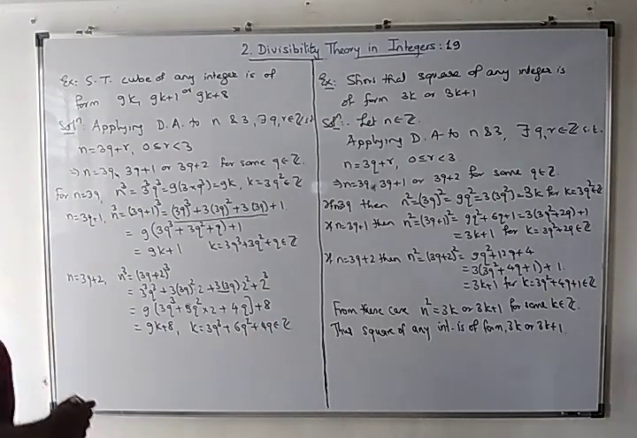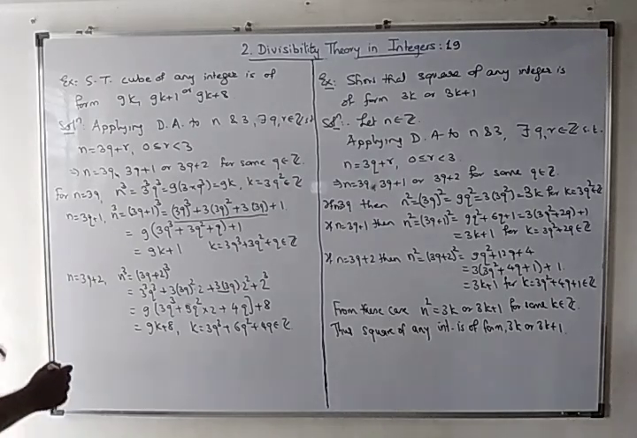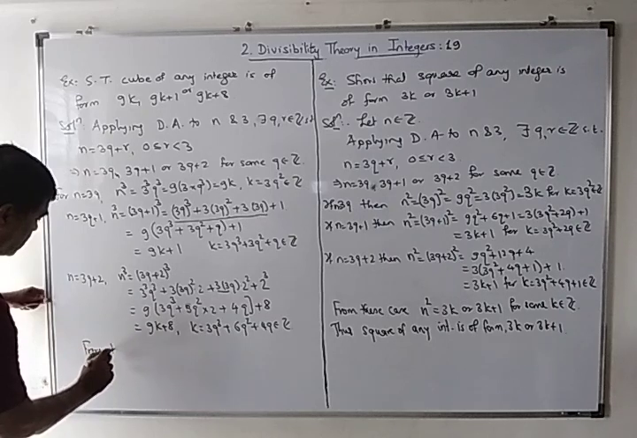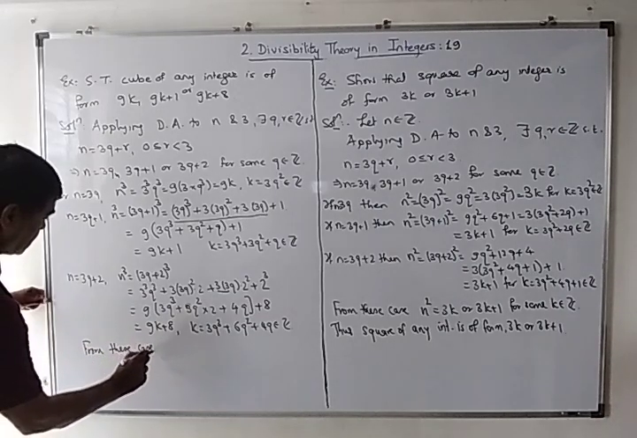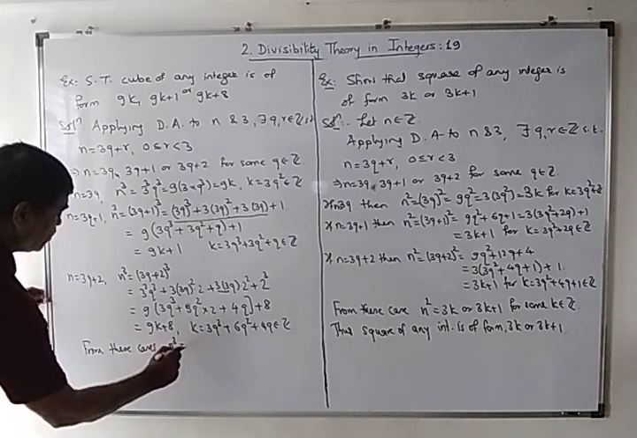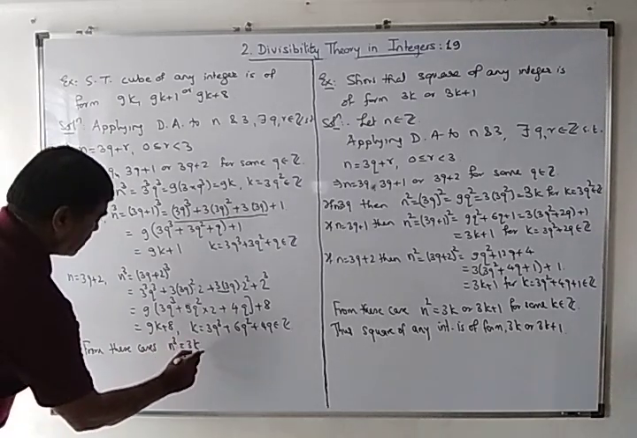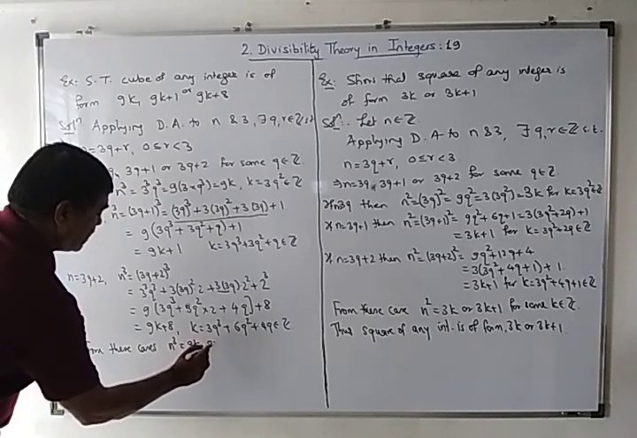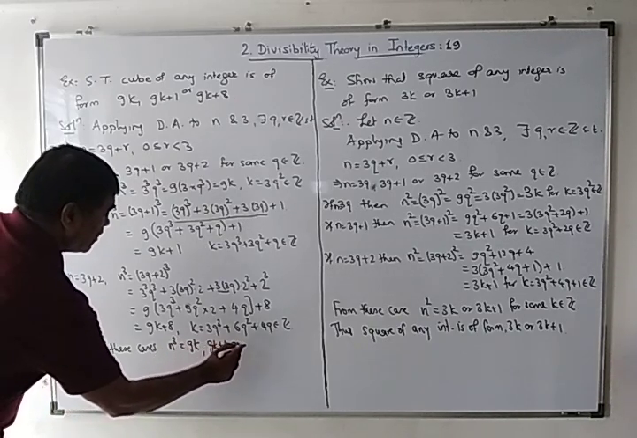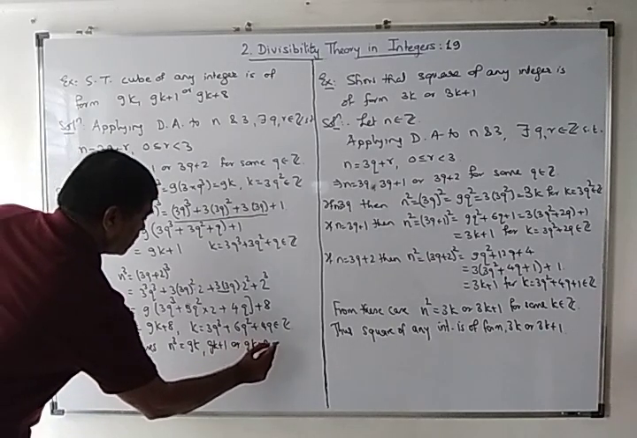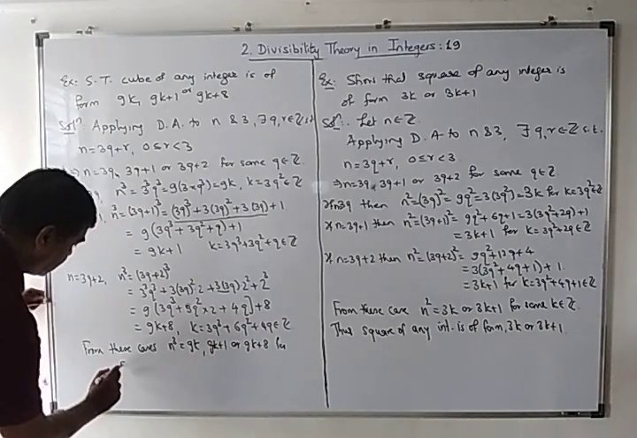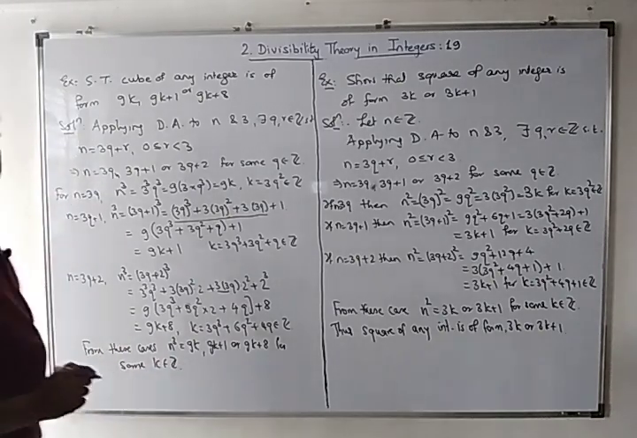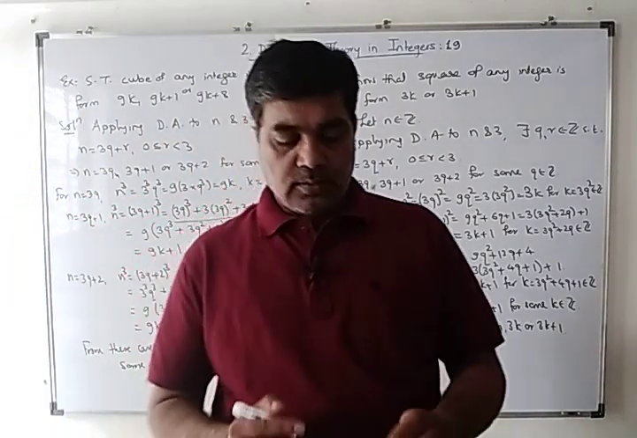So from these cases, n cube is equal to 9k, 9k plus 1, or 9k plus 8 for some k belonging to Z. Hence the result. Thus the result is proved.